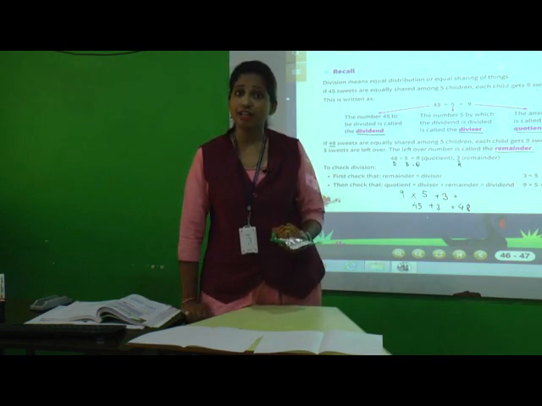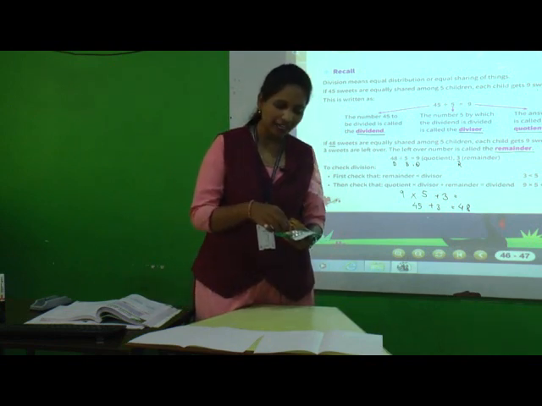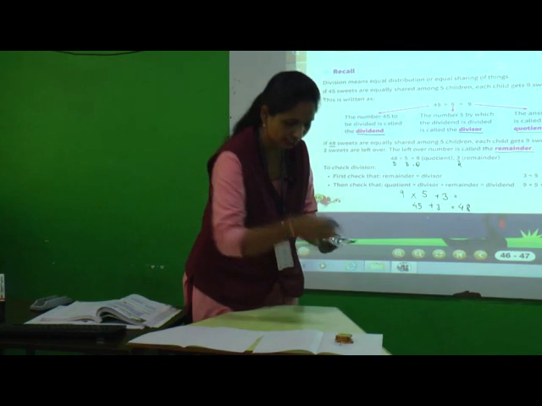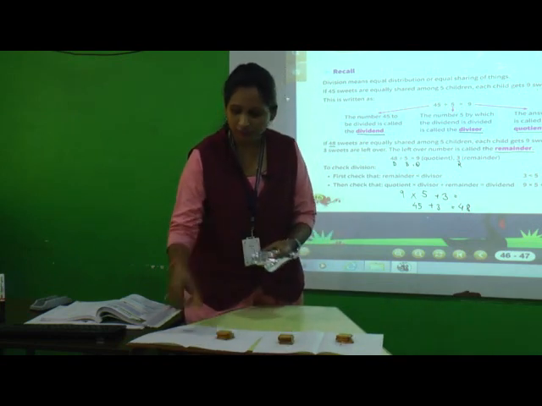Yes, 4 3s are 12. So in this way you get the answer, that is 3. So directly you can take 3 biscuits and you can divide it, isn't it? We can do it in this way.